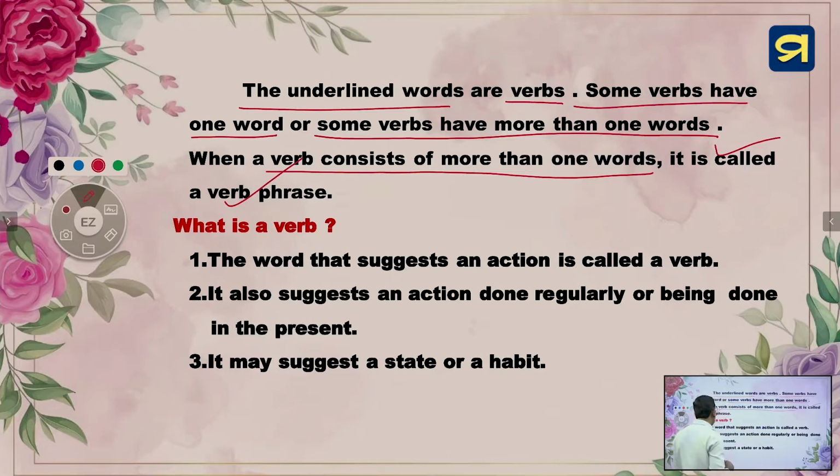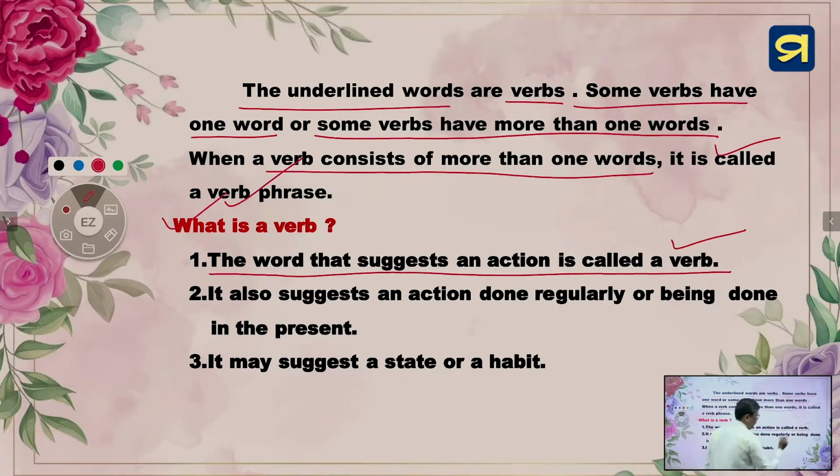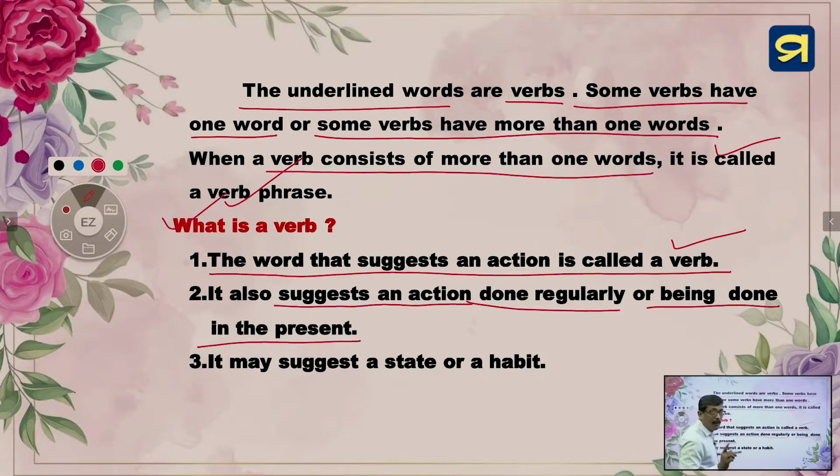So what do you mean by verb, or what is a verb? The word that suggests an action is called a verb. It also suggests an action done regularly or being done in the present. And the verb may suggest a state or a habit. So these are the three definitions of verb. Okay?